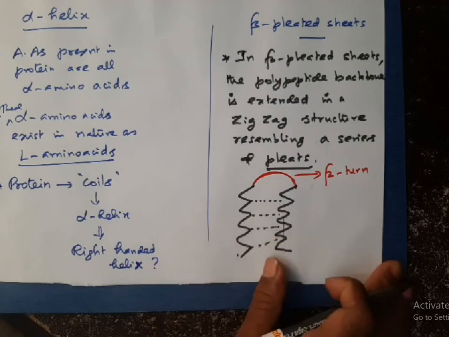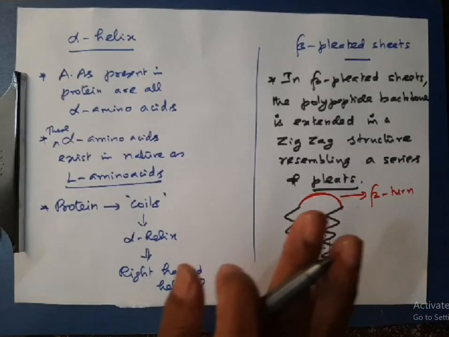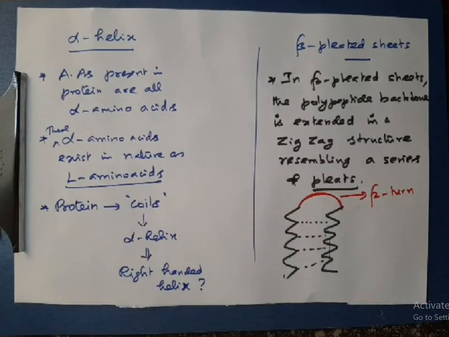Any doubt? So, this is regarding the secondary structure of protein. Very simple. In secondary structure, protein exists in two ways: either alpha helical structure or beta pleated sheets. Now, usually, fibrous proteins exist in alpha helical form.